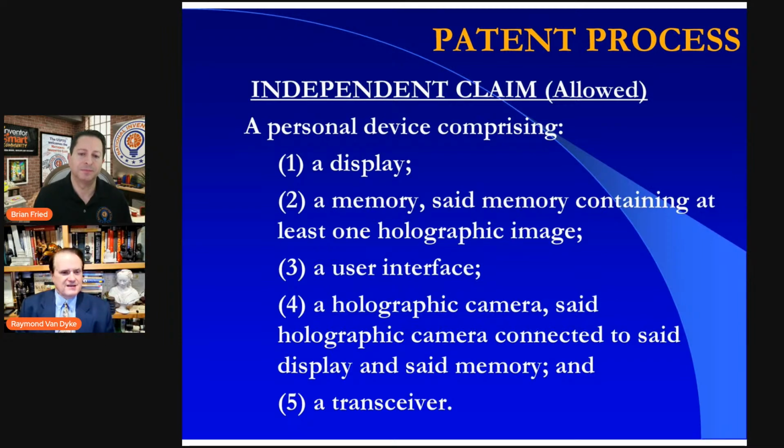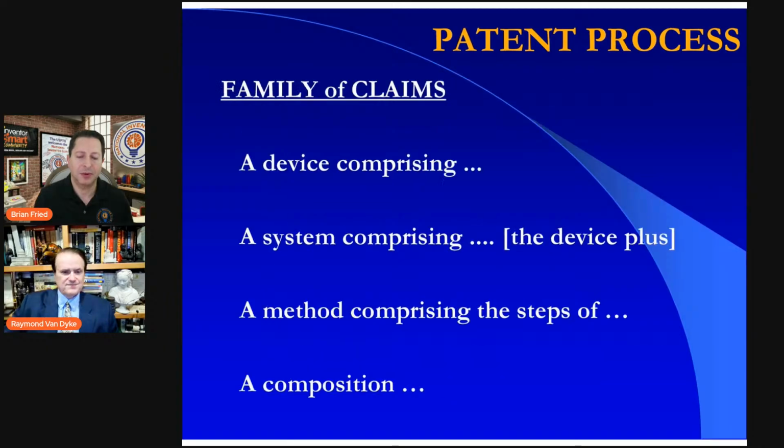Got it. These are odd things with prosecution and everything. You hopefully get it through to issuance, and then you get your patent. Okay, you can have a family of claims. You don't have to have a device claim only: system claims using the device, method claims practicing the invention, or if you're in chemical or biotech, you have composition type claims.